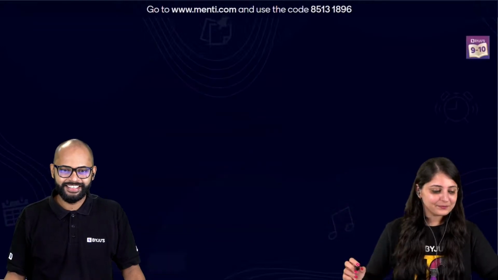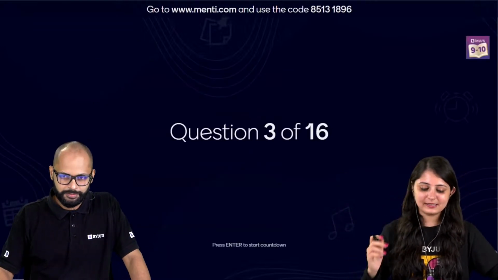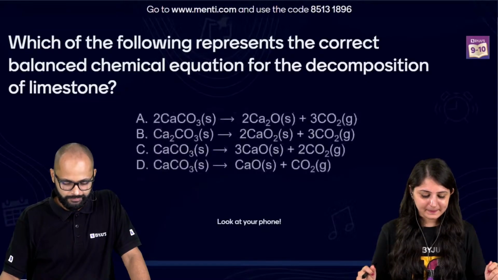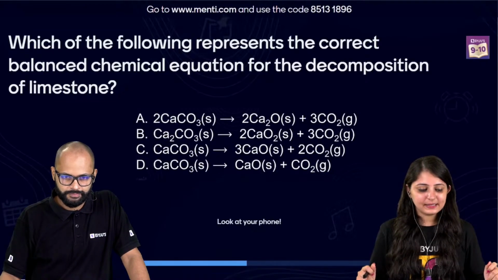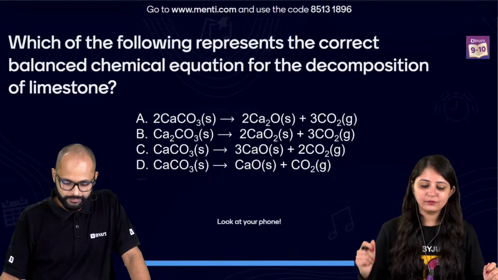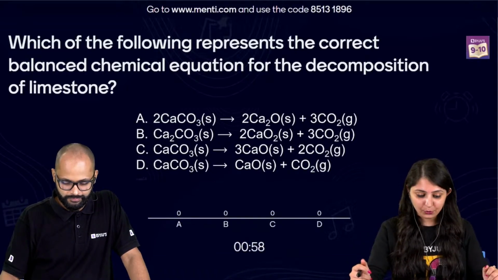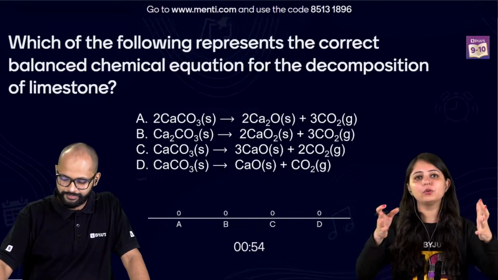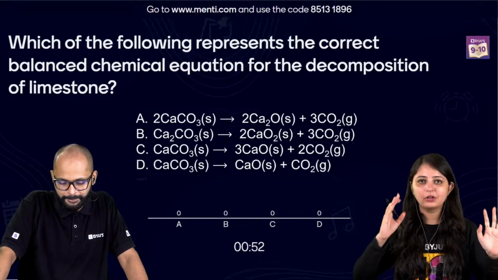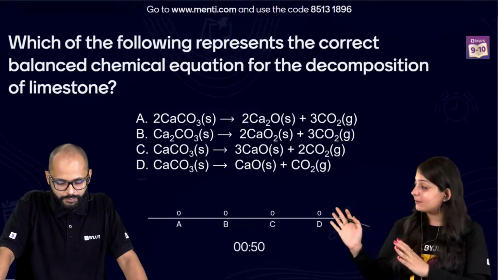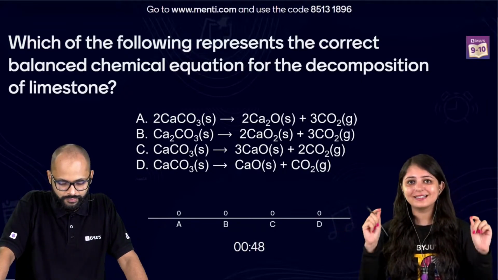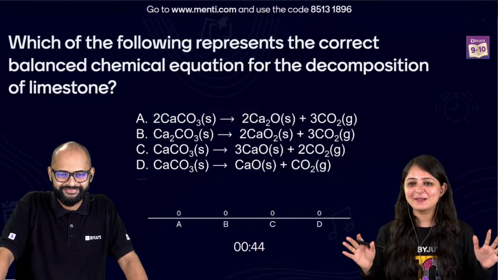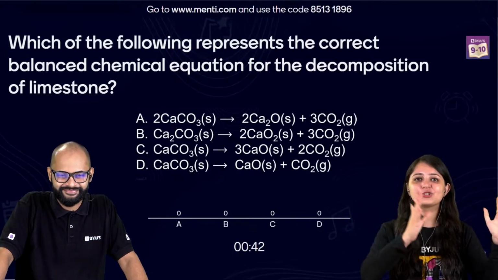Chalo, let's move on. Chemistry questions on your screens now. Which of the following represents the correct balanced chemical equation for the decomposition of limestone? Guys, 4 equations have been given to you. You already know the reactant is calcium carbonate. You know the products are calcium oxide and carbon dioxide. All you need to figure out is the correct balancing. Just count the number of atoms of every element and pick the equation that is balanced.